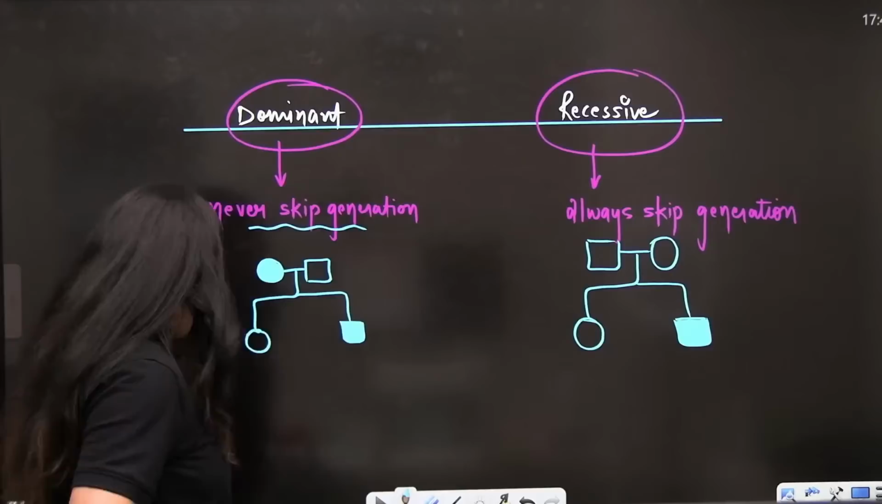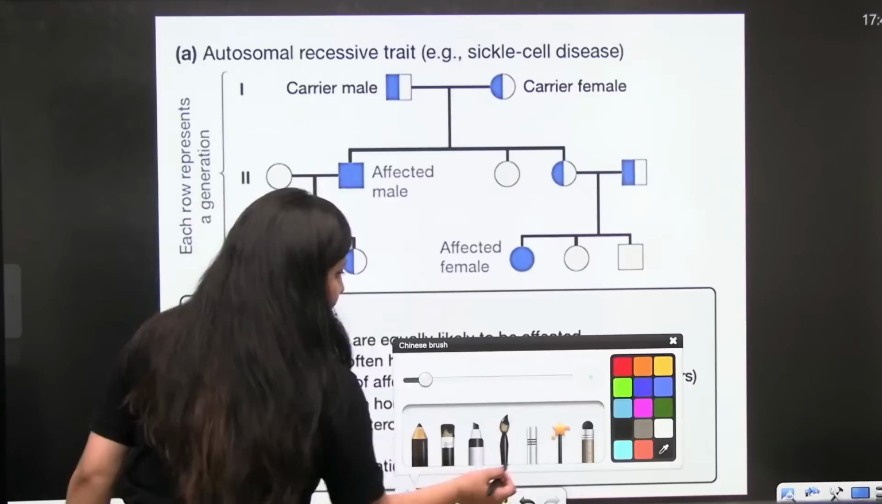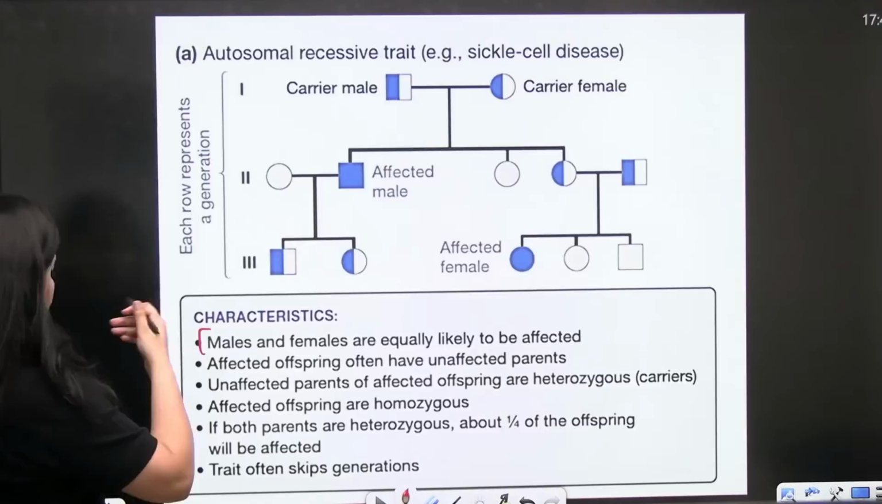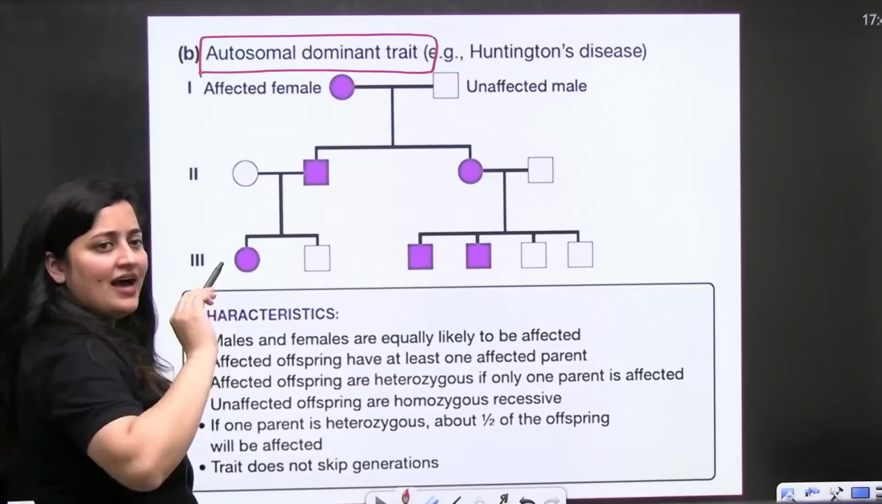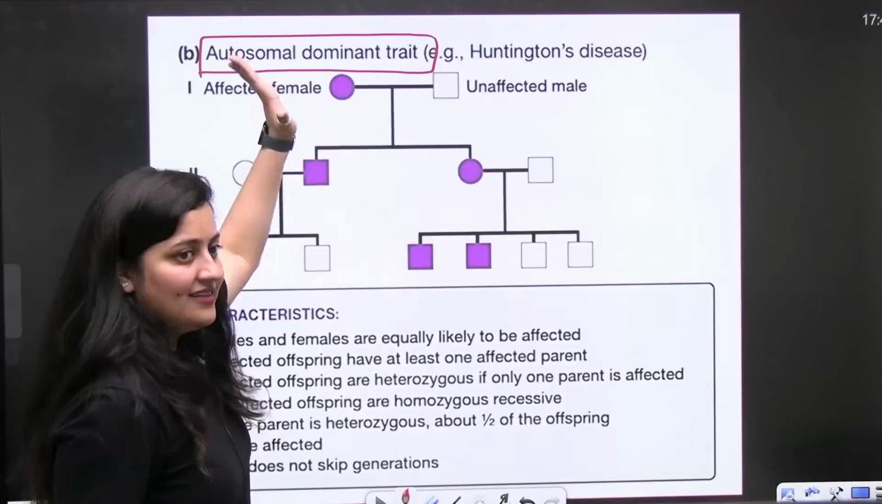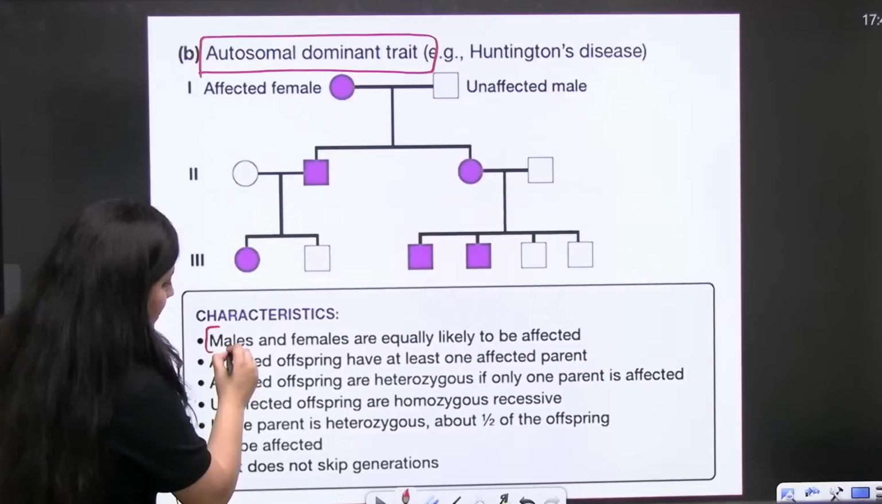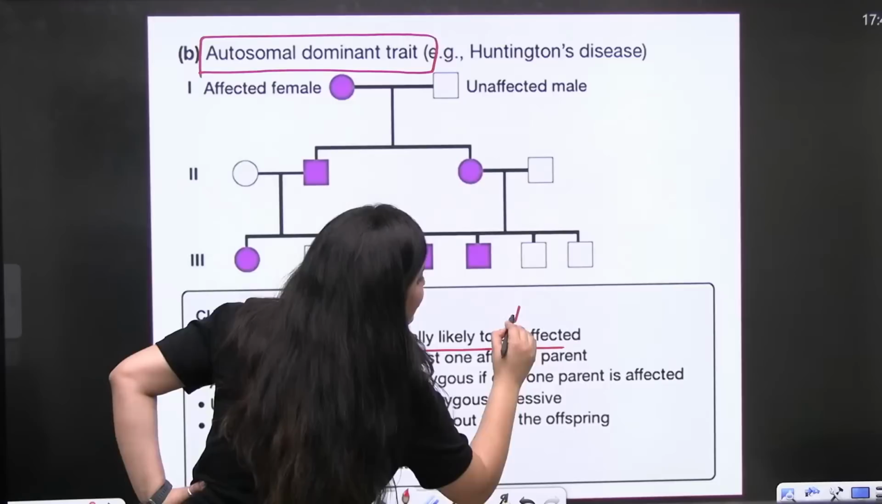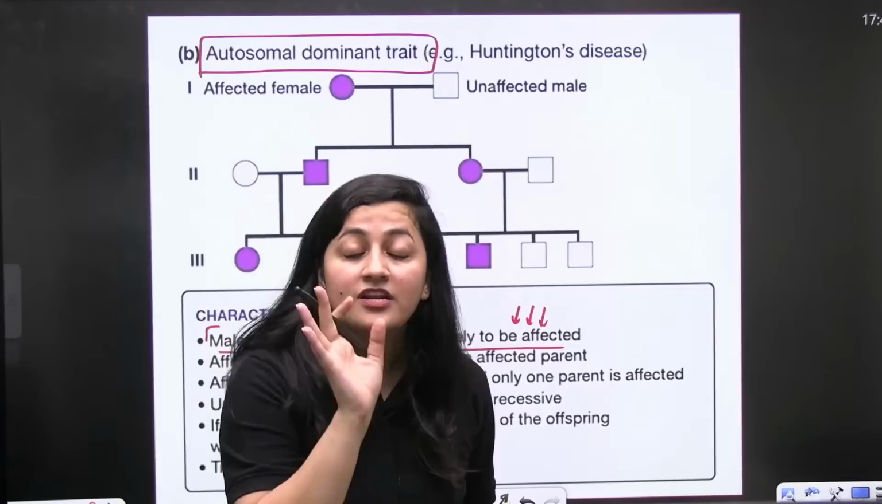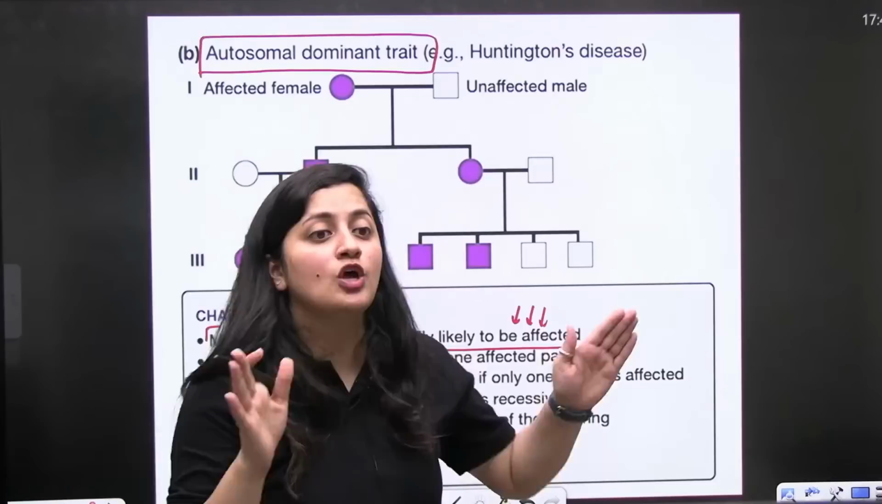Come to these points. Just check it. When you are talking about the autosomal dominant trait, these points are extra. I'll highlight the important points, you just note them down. So in autosomal dominant, one important point is that the generation will never be skipped, and male and female are equally likely to be affected. You cannot say males are more prominent and females less. Both of them are equally prominent.